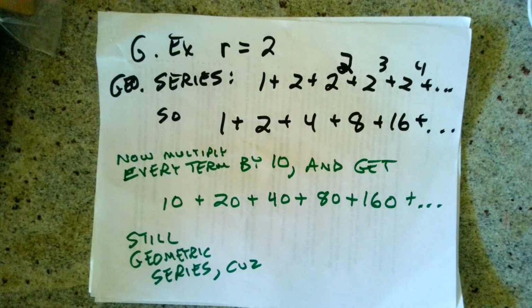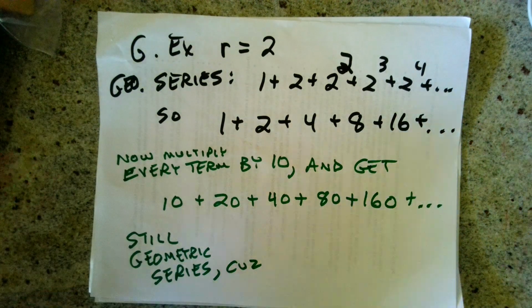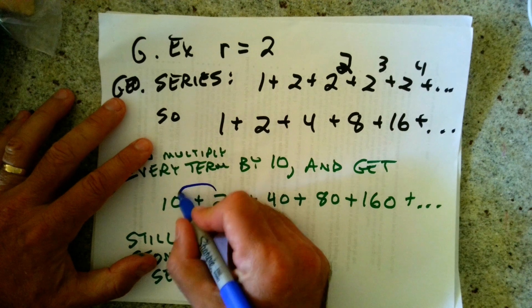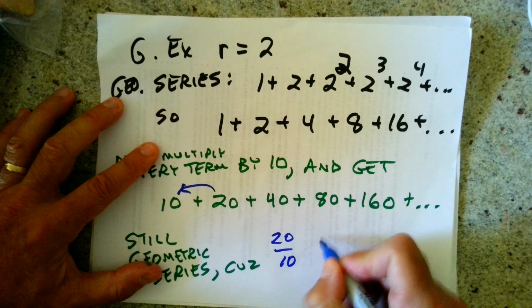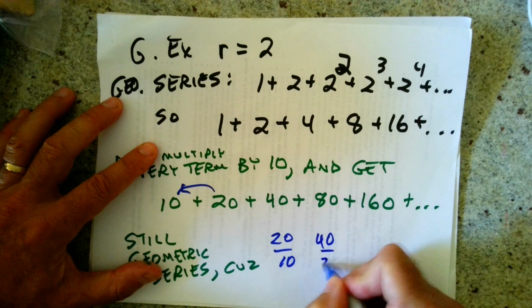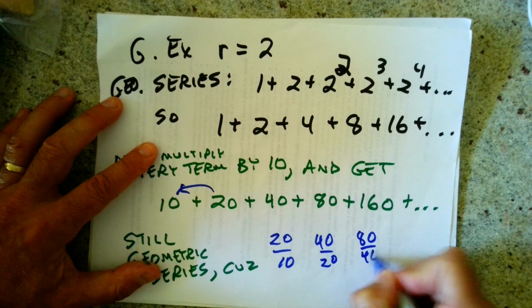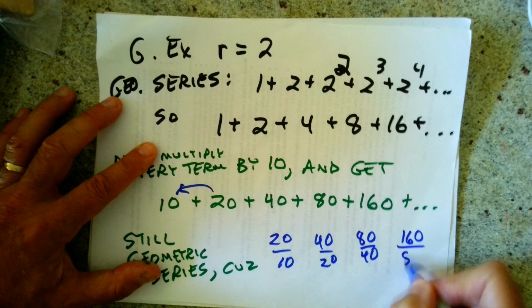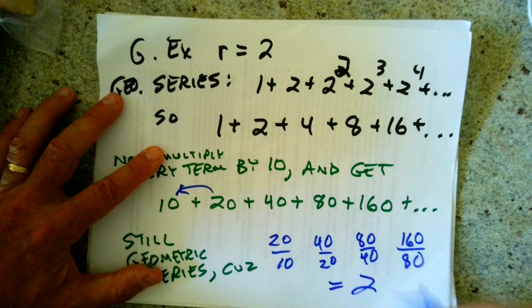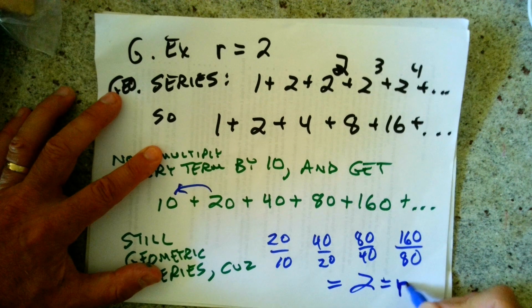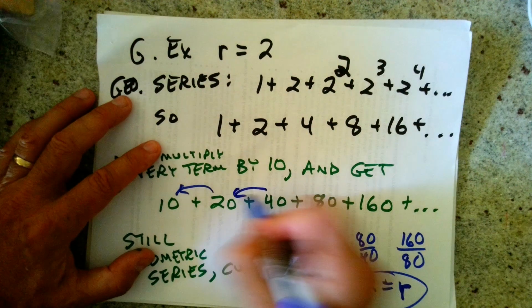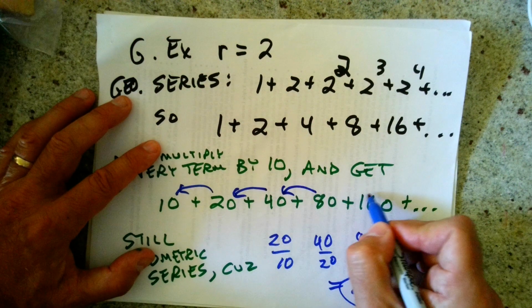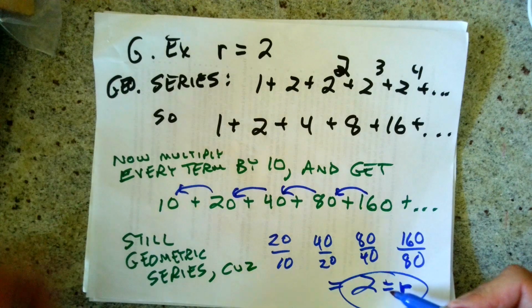Okay, you say, wait, that doesn't begin with a 1. How do I know it's still geometric? You do that division thing. You divide every term by the term before it. So 20 over 10, 40 over 20, 80 over 40, 160 over 80. Do we always get the same number? Yes, it's 2, which means R equals 2. Okay, so it's still geometric because it meets that definition that every term divided by the term before it gives us the same number.